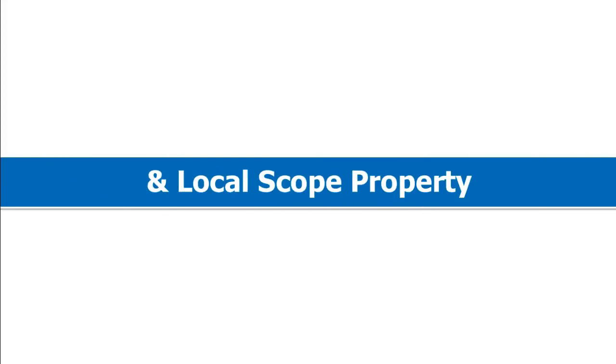Now, the final local scope property we're going to talk about is the ampersand local scope property. Now, this one has a very different purpose from the at or the equals that we've covered up to this point. So let's jump in and see what we can do with it.